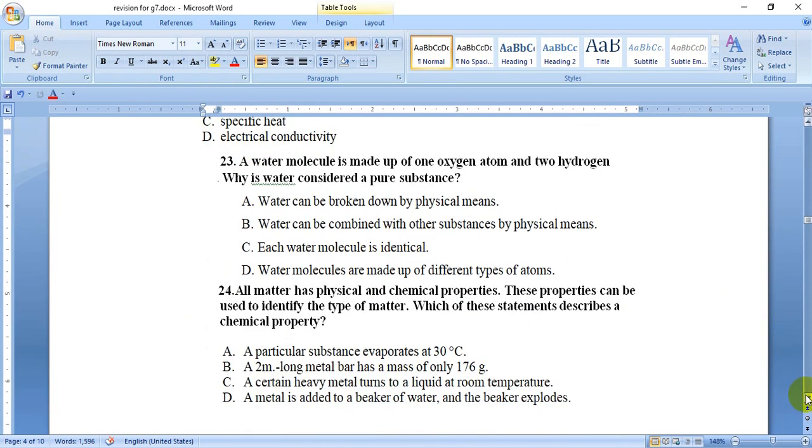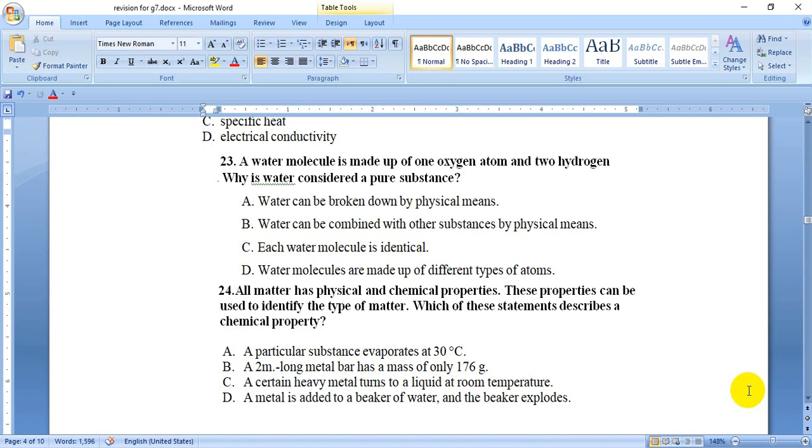Question 23. A water molecule is made up of 1 oxygen atom and 2 hydrogen atoms. Why is water considered as a pure substance? Why do we say that water is a pure substance? Because water can be broken down by physical means. You can break down water by freezing, by melting, by dissolving sugar in it. Of course, no. Water can be combined with other substances by physical means.